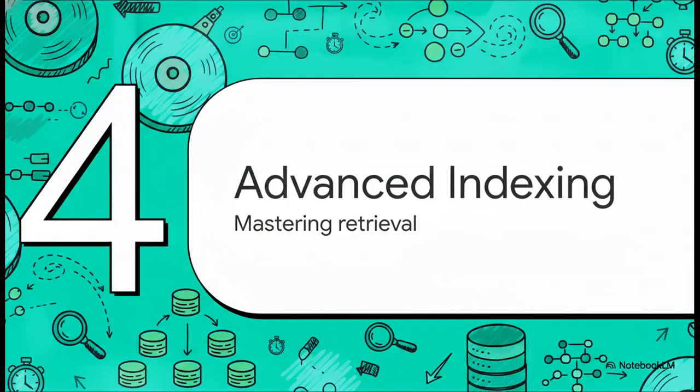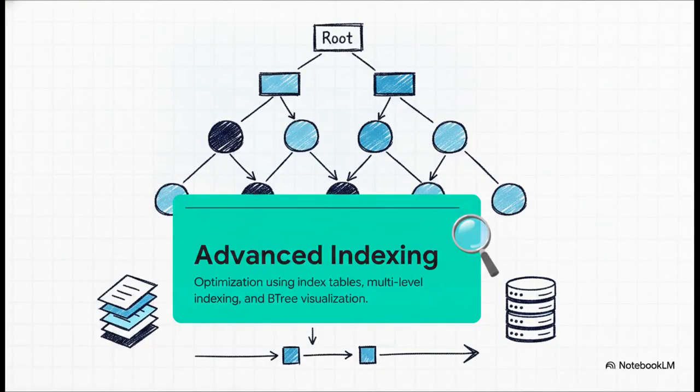Shifting gears to the optimization phase, advanced indexing and optimization. This is all about mastering data retrieval. So once your database grows from thousands of rows to millions or even billions, simply finding the data becomes the ultimate bottleneck. This is exactly where foundational knowledge turns into absolute mastery. We're talking about advanced methods here, like multi-level indexing and B-trees.